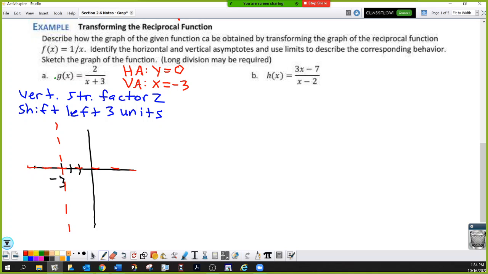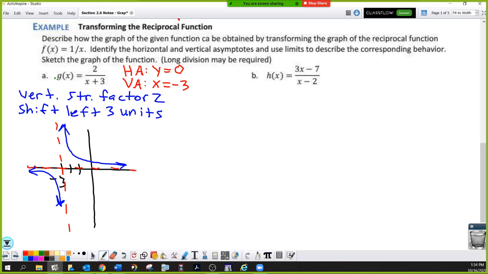The parent function has its curves in the top right and the bottom left. Did we reflect this at all? Since we didn't reflect it, it will still exist in the top right and the bottom left. So to say it like that, instead of using limits, because yuck, we're not in calculus yet. Let's just do it like that. Okay. That was pretty easy, right?